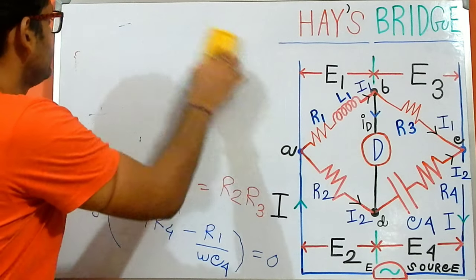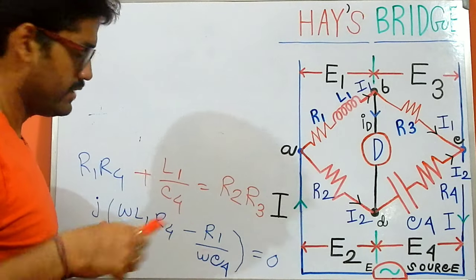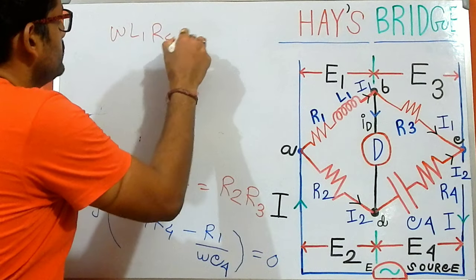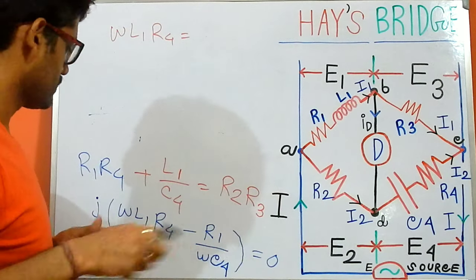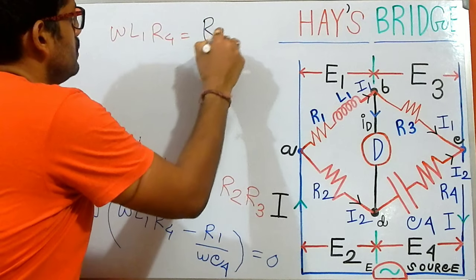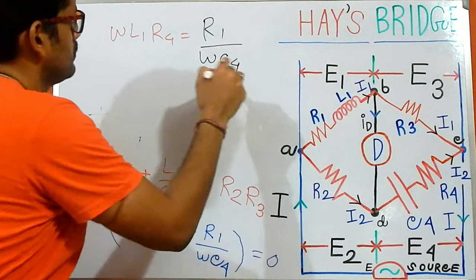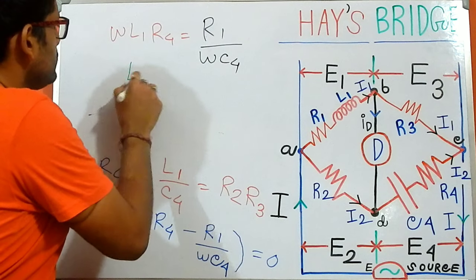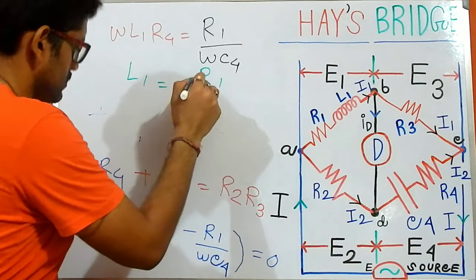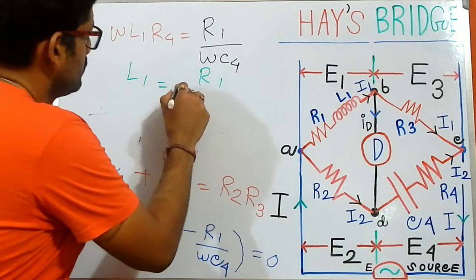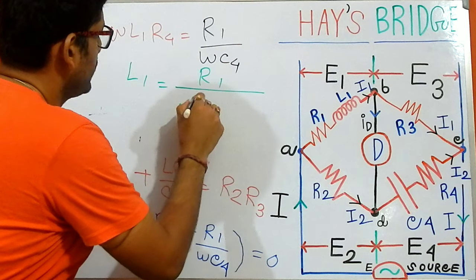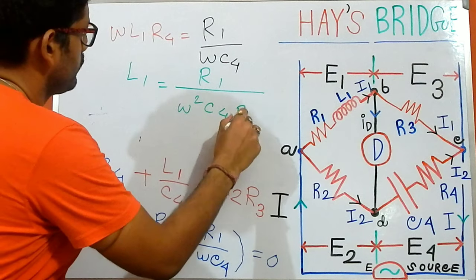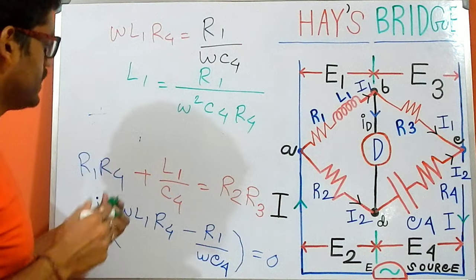So I first take the imaginary equation, which is omega L1 R4, which is equal to R1 divided by omega C4. Okay, what is the value of L1? L1 means R1 divided by omega square C4 R4. Okay, so this is our value of L1.